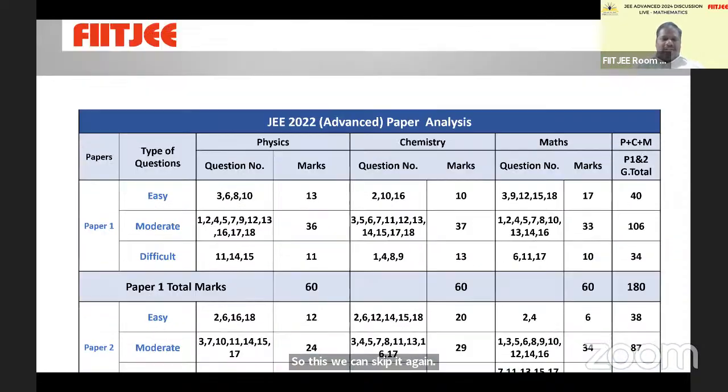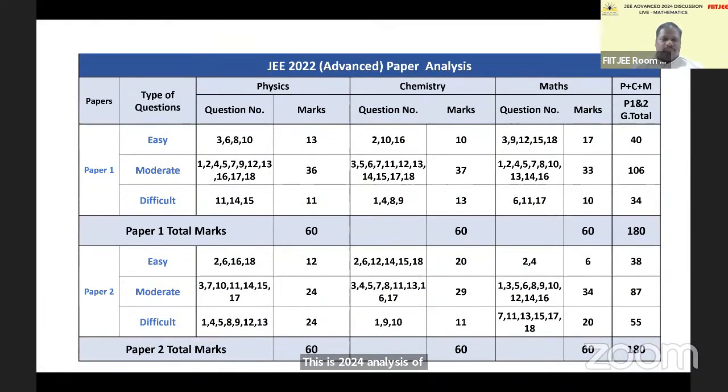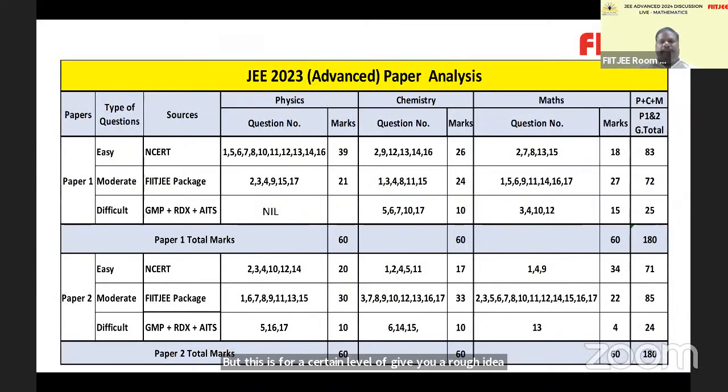This is the 2024 analysis of the paper. What kind of easy, moderate or difficult level of question papers we had, based on the exact question paper we had. It is shown here. Again, I'm saying that this is for the students who are in 11th class and 12th class. They can refer to this. They can see the easy, moderate and difficult level questions. Definitely this might change, but this gives you a rough idea about how it goes.